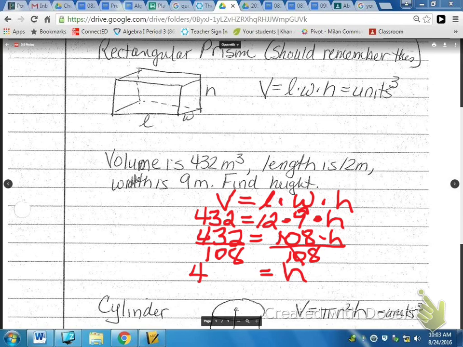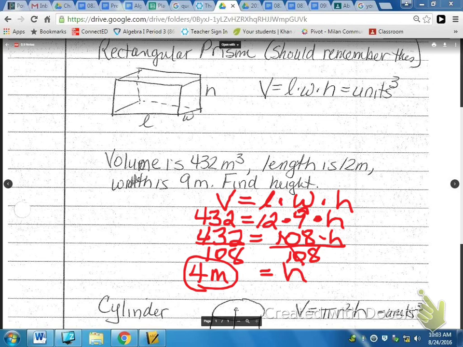Now, we are finding the height of the prism. So to label the height of the prism, what would I write, Jared? Meters. So it is 4 meters. It is not 4 meters cubed. It is not 4 meters squared. It is just the distance for the height. So one dimension, 4 meters. That happens when the volume is already given. You already have a cubic measure, so you're trying to just find one of the dimensions, 4 meters. Any questions on that?